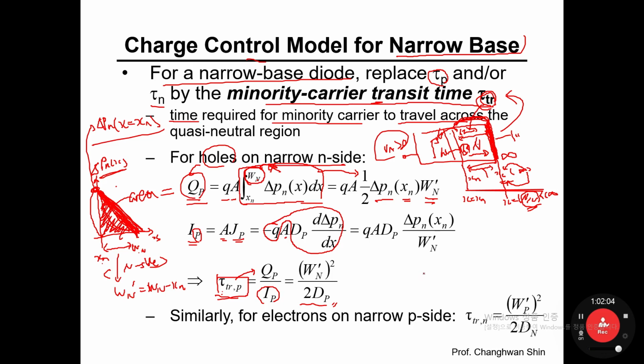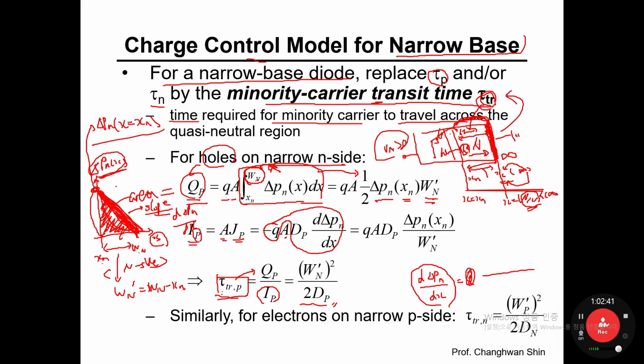So this, let me see, d delta Pn dx, what was this? Since now we're talking about the narrow base, so delta Pn of x, right? And now we should calculate d delta Pn over dx. That is the slope, right? Okay, so the slope is very simple.